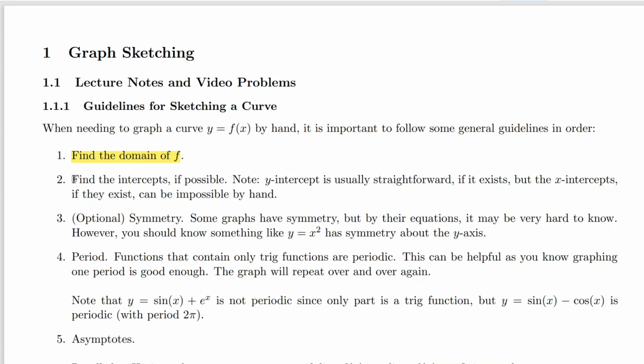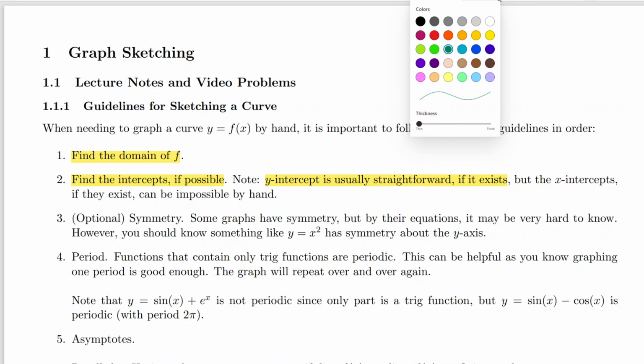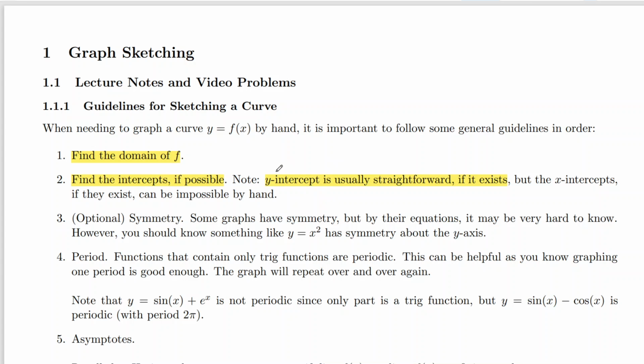Right. Number 2 is find the intercepts, and I write if possible. The reason why this is an if possible is that the y-intercept is usually straightforward, but x equals 0 has to be in your domain. Because how do we figure out a y-intercept? Well, a y-intercept is what the number is when we plug in x equals 0. So this is hopefully just a reminder. You plug in x equals 0 and you get a y value. That's your y-intercept. However, if x equals 0 is not in the domain, then you can't plug it in. So it doesn't necessarily exist.